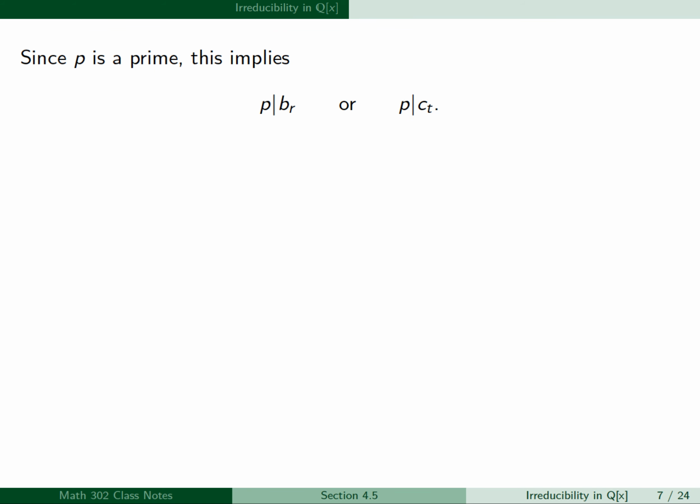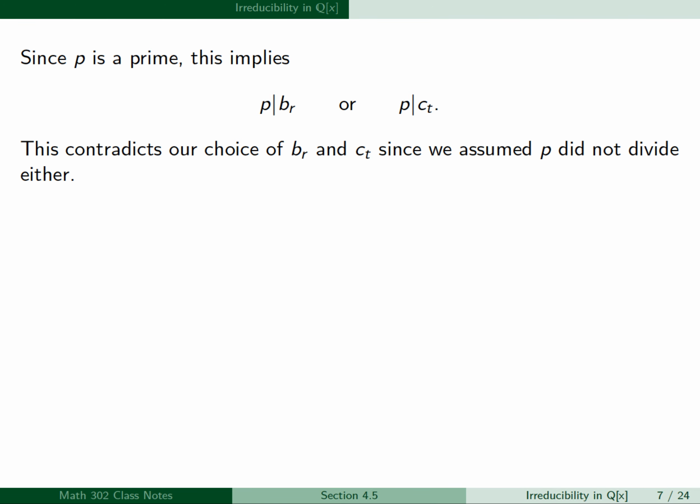And since p is a prime, this implies that p divides b sub r or p divides c sub t. But this contradicts our choice of b sub r and c sub t, since we assumed that p did not divide either of these. And thus the result of the lemma is true.